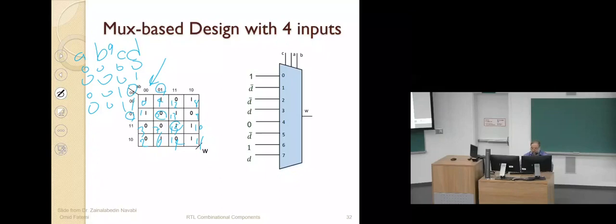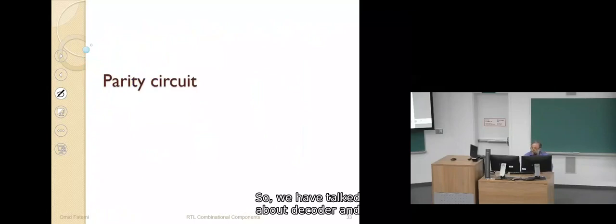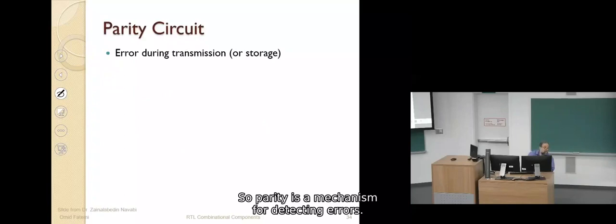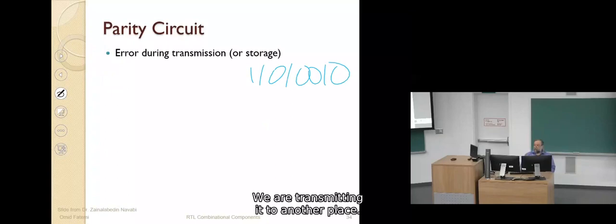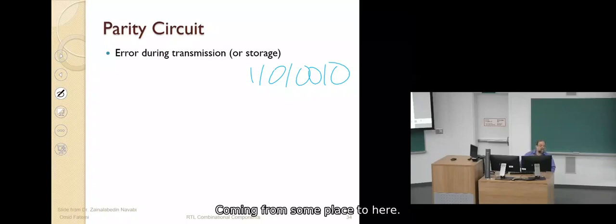Okay, next combinational component. So we have talked about the decoder and then the multiplexer. Now another component, which is parity. You know parity? Have you heard? No? Okay. So parity is a mechanism for detecting errors. We have bits. Let's say we have an 8-bit number, 11001101. For example, this is our number, 8-bit. We are transmitting it to another place. The bytes are coming from the internet, from some place to here. For example, I am using a Wi-Fi connection and getting the bytes.